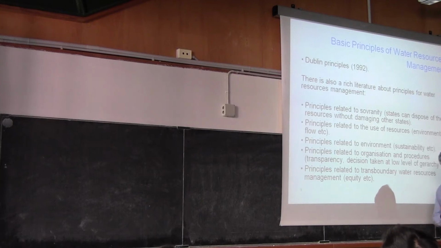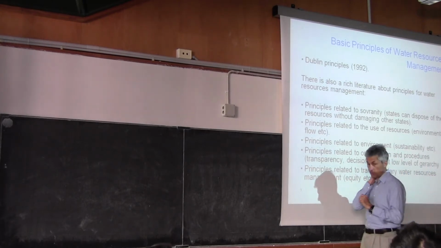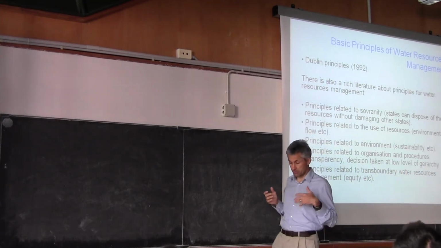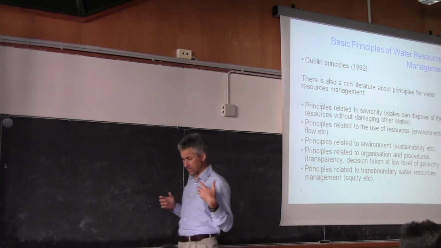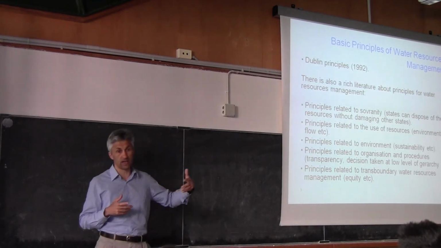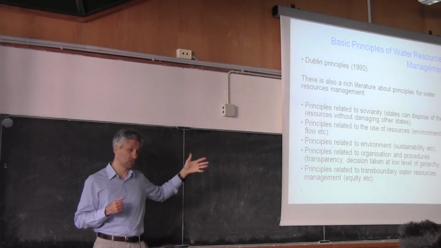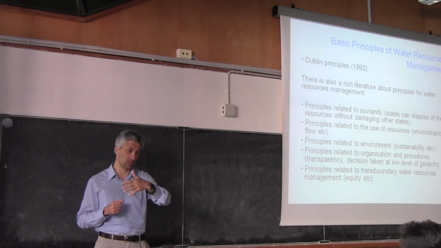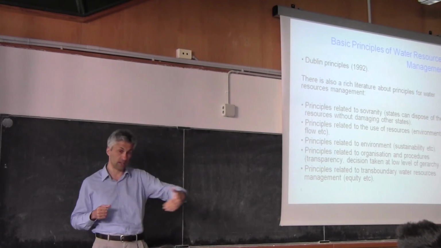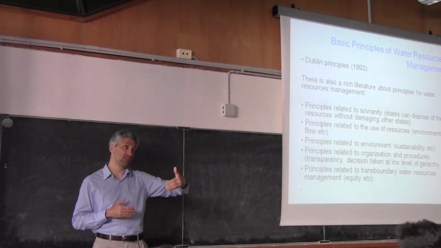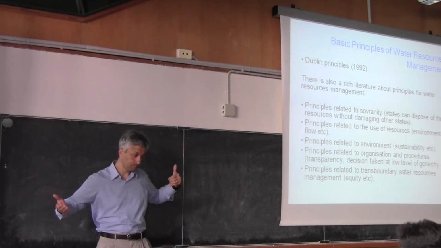And I give you an example, because transboundary water resources management is not such a frequent problem in Europe. It's more a problem of African countries, like the River Nile example, or the example of the Jordan River, which draws the divide between Israel and Jordan.